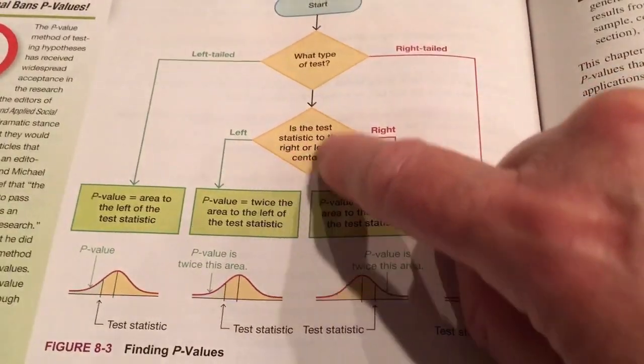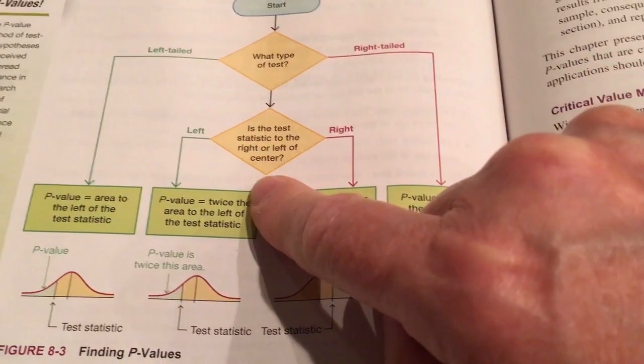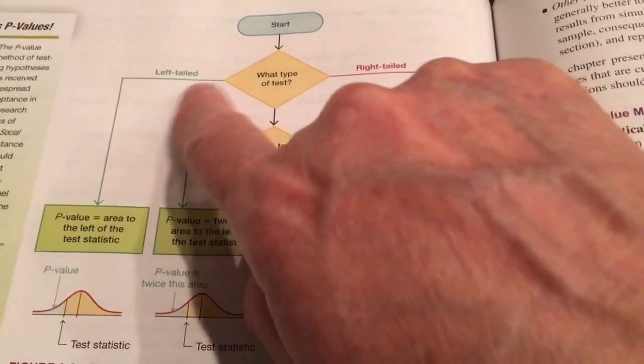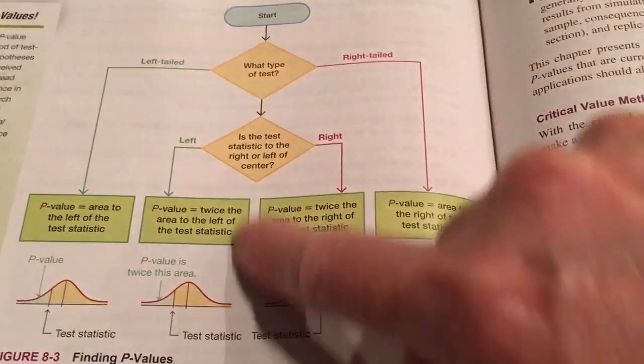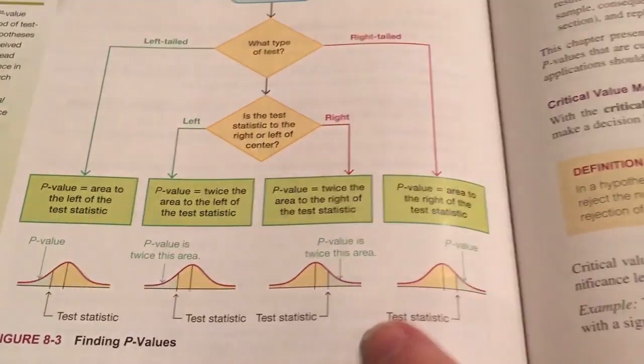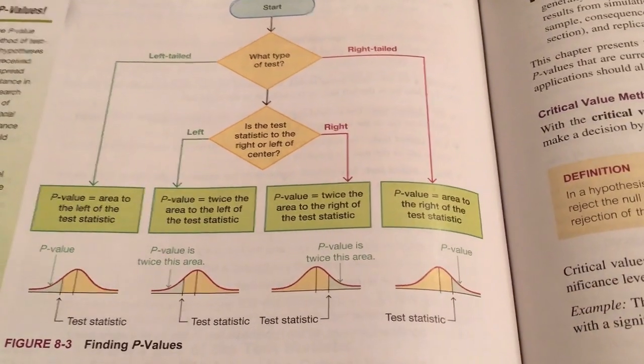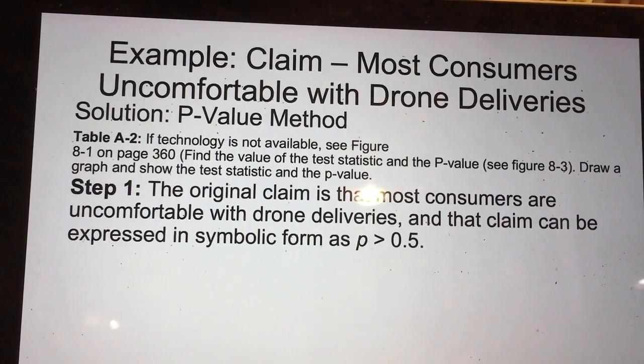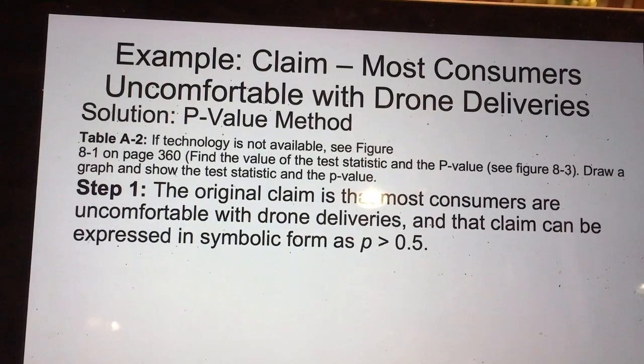Remember, this is the one that I said I think there's an error here because this should be left tail, right tail, and then two-tailed should go in between there. So this to me is very confusing. I don't really like that chart very much. So let's see how they step through this example.